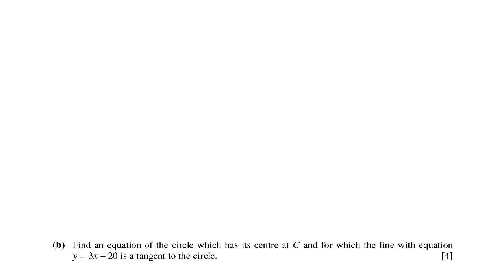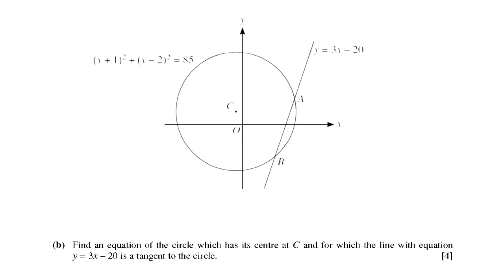Find an equation of the circle which has its center at C and for which the line with the equation y is 3x minus 20 is a tangent to the circle. Well, that's the line from the previous part of the question. If it's now a tangent, it means that the radius of the circle is going to be smaller. And that point, let's try and draw a circle. It's a great circle. That's a tangent now. It only touches that line once. And of course, the radius is going to be at 90 degrees.